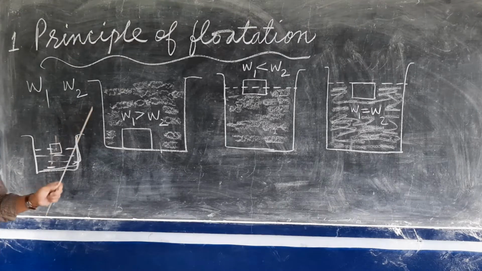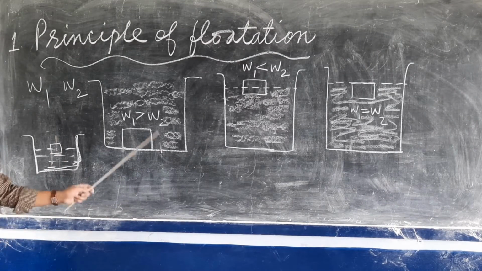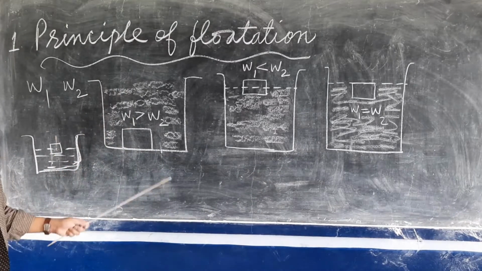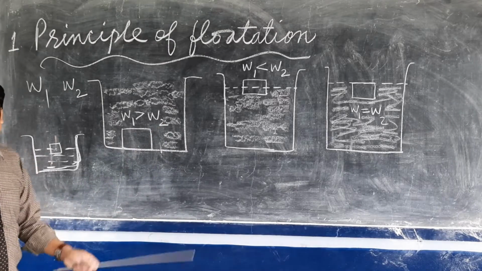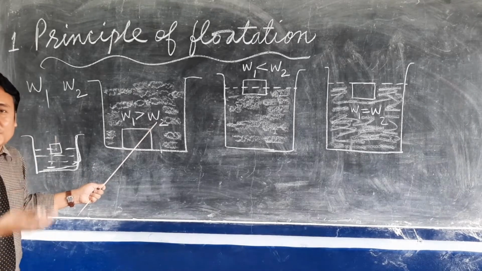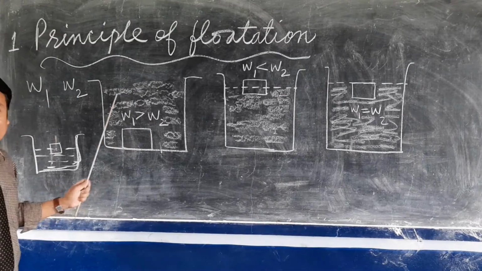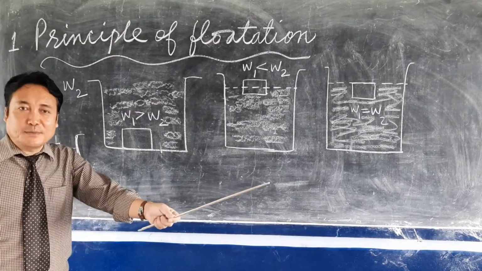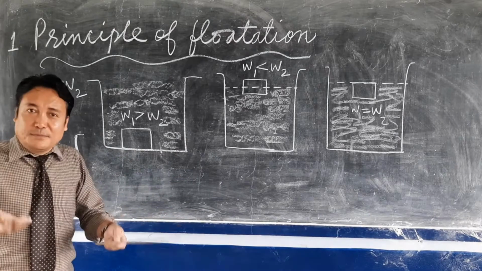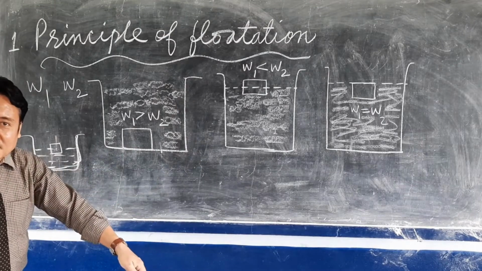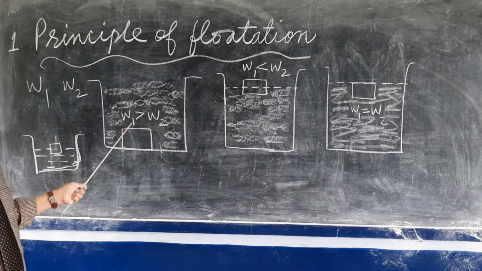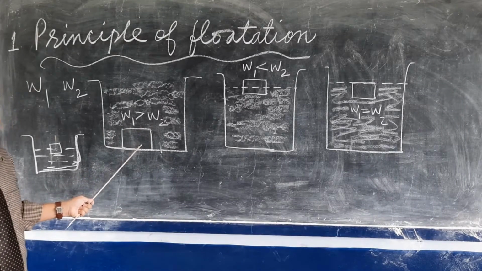Now let us take three conditions. The first condition is when W1 is greater than W2. That means when the weight of the body is greater than the upward force or the buoyant force, the body will sink. When the weight of the body is more, the upward force given by the liquid becomes less and the downward force becomes more. Therefore, when W1 is greater than W2, the body will sink.